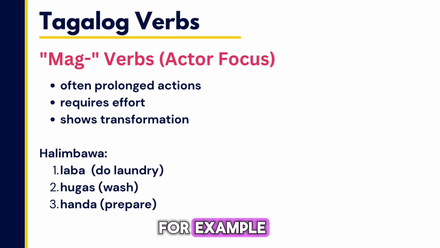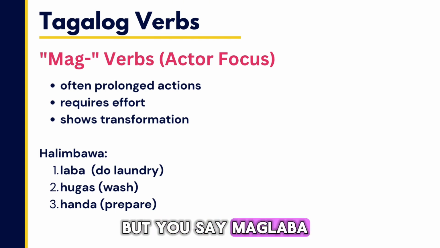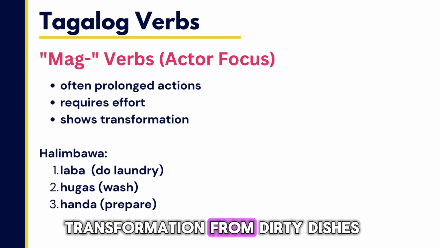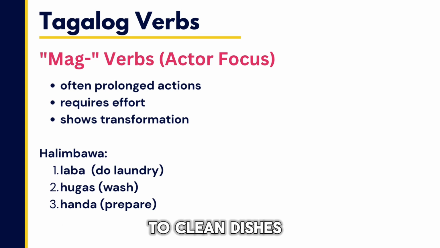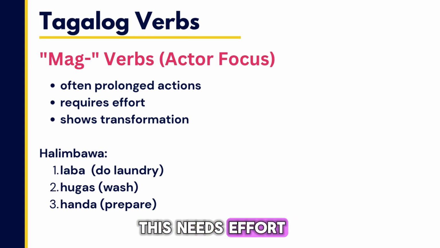Halimbawa, for example, laba, this is to do the laundry. So you don't say lumaba, but you say maglaba. Hugas is to wash the dishes. So transformation from dirty dishes to clean dishes. And then to prepare something needs effort. So it's maghanda.